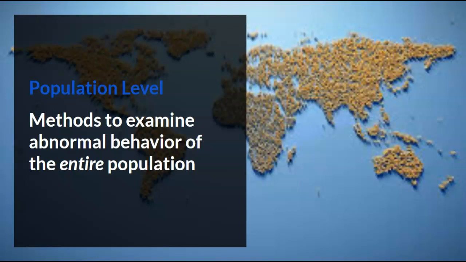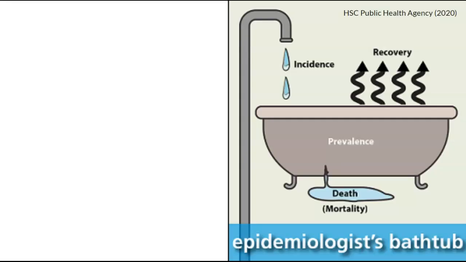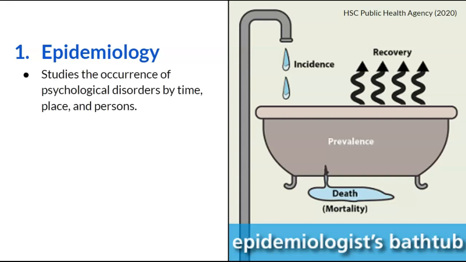The fourth and final level of research is population. At this level, the researchers want a global understanding of the occurrence of a psychological disorder. In other words, how often does this abnormal behavior or disorder occur across the entire population? The main method of assessing abnormal behavior at the population level is called epidemiology. Epidemiological research studies the occurrence of psychological disorders by time, place, and persons.